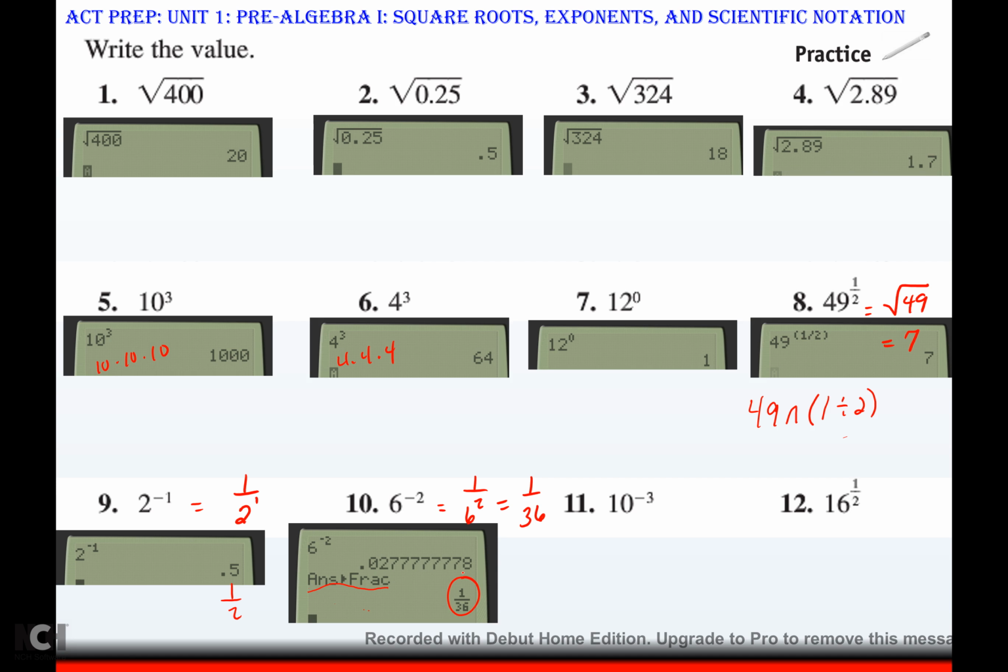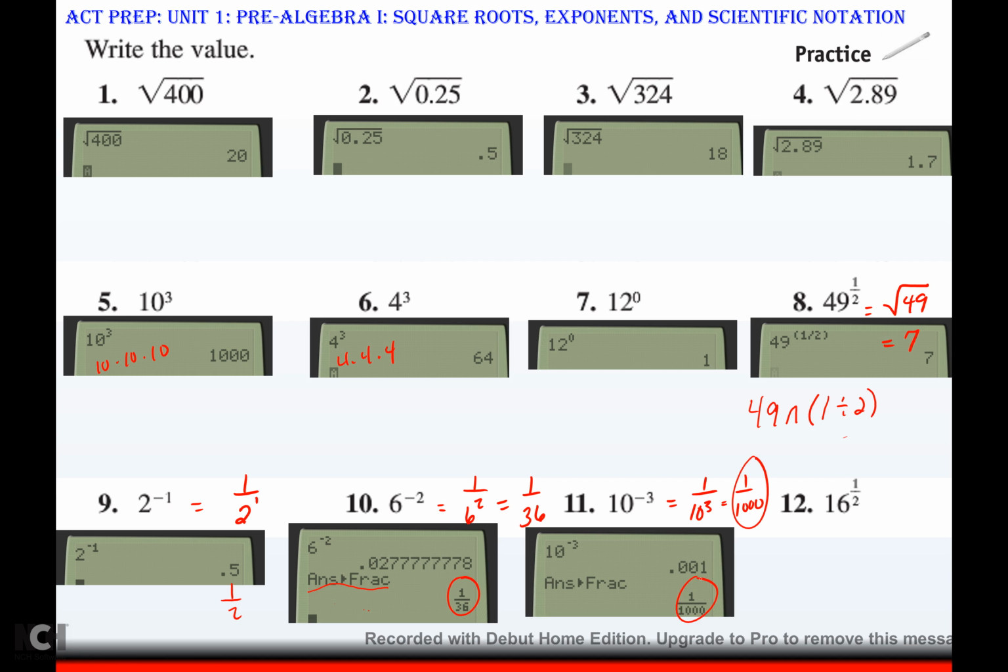Okay, this is going to be 1 over 10 to the third, which is going to be 1 over 1,000. And if I type 10 caret negative 3 in the calculator, it's 0.001, which if I turn it into a fraction, there's the 1 over 1,000. Next, 16 to the 1/2, that's the square root of 16, which would be 4, but again, your calculator will give you the same answer as long as you put that fraction in parentheses.